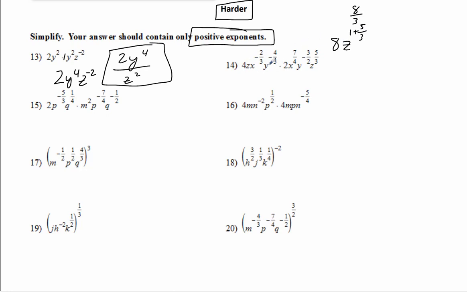Then I have x. What do I have? I have x to the negative 2/3, and then plus 7/4 here. So negative 2/3 plus 7/4. I'll pull up my calculator and I'll show you how to do that in a little bit. And then y. What do I have for my y's? I have negative 4/3, and then I have another y, negative 3/2. So minus 3/2. Okay, so now let's pull up my calculator and see what I can do.